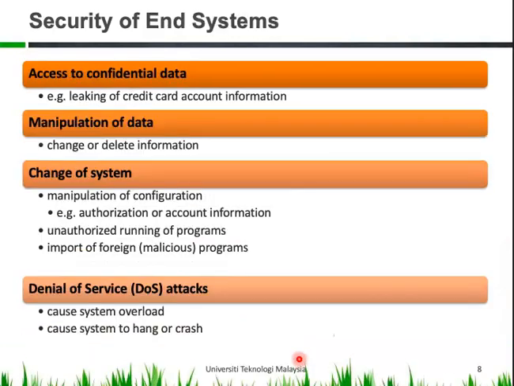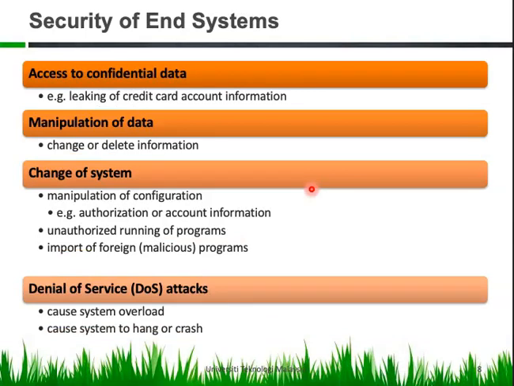The next one is the security of end system. This is another element for secure communication. The first feature here is access to confidential data. We do not want the leaking of any information, for example, leaking of credit card account information, and this normally happens at the end system. Similarly, we do not want any manipulation of data. End system here means at the source and also at the destination. There should be no manipulation of data, not in between the source and destination or during the data transferring process.